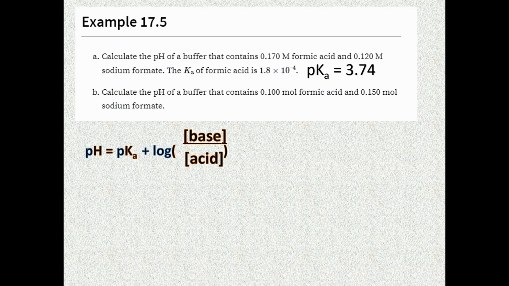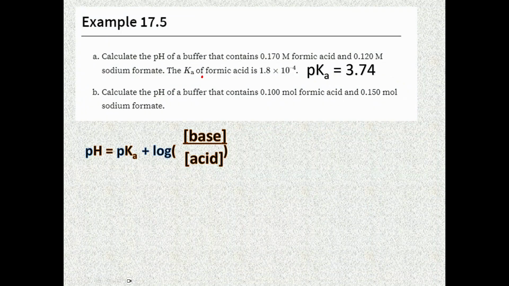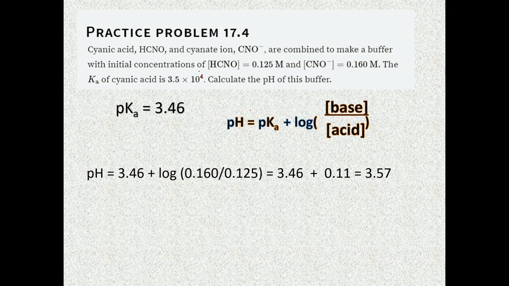Notice this says -4. That's a typo here. That should be -4. If I had a +4 there, I would not have a reasonable pKa. I'd be up in the thousands. That was a typo in the book. So the pKa is 3.46.